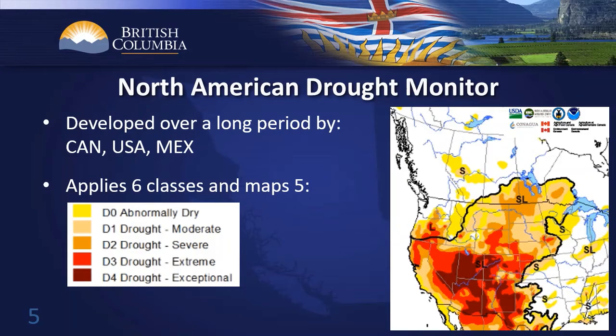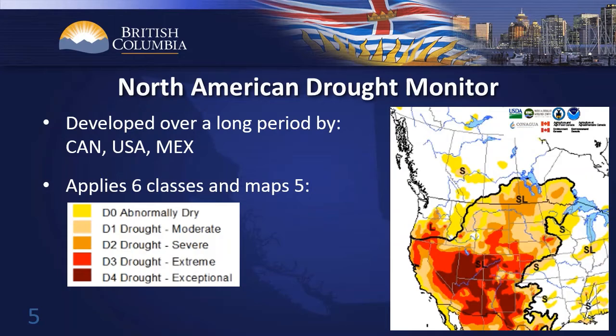The first labeled category in this system is called abnormally dry, shown in yellow, followed by moderate drought, severe drought in orange, extreme drought in red, and finally exceptional drought in the dark brownish burgundy shade.